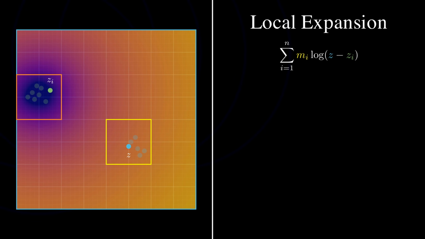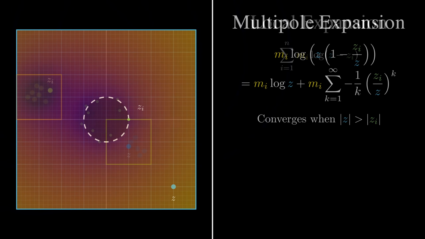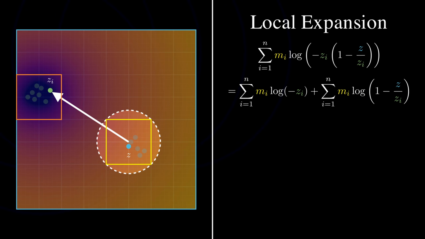Before, we wanted our approximation to converge away from the origin, so we factored out the z inside the log. Since the magnitude of z was going to be larger than the magnitude of zi, when we factored out the z, we got the fraction zi over z, which was small enough that the series would converge outside the source cluster. Now we want our approximation to converge within a circle centered around the target box. That means that the magnitude of the source point zi is going to be relatively large, so we can factor it out as the bigger number and use the Taylor series of log 1 minus x once again.